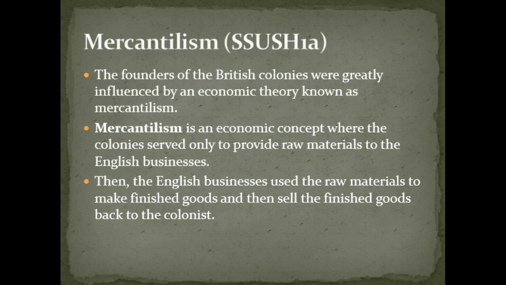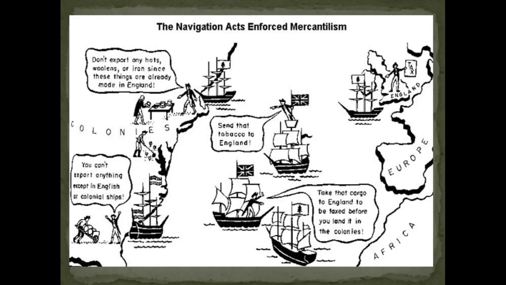Mercantilism was an economic concept where colonies served only to provide raw materials to English businesses. Then English businesses would use those raw materials to make finished goods and then sell the finished goods back to the colonists. Basically, they're creating a market in the colonies, taking their resources, turning them into finished products, and using the colonies that they've established as a market and a source of resources.